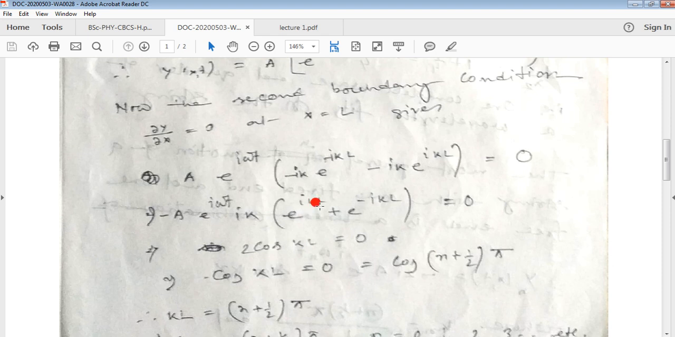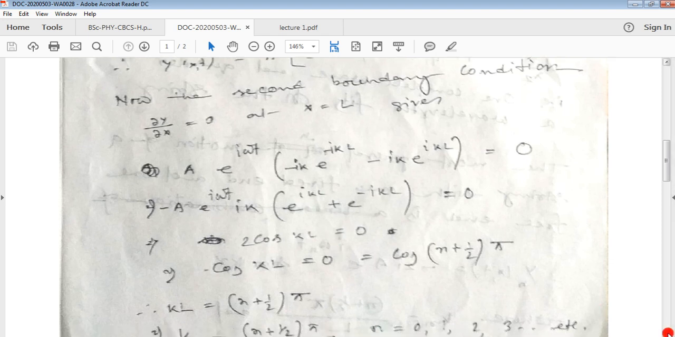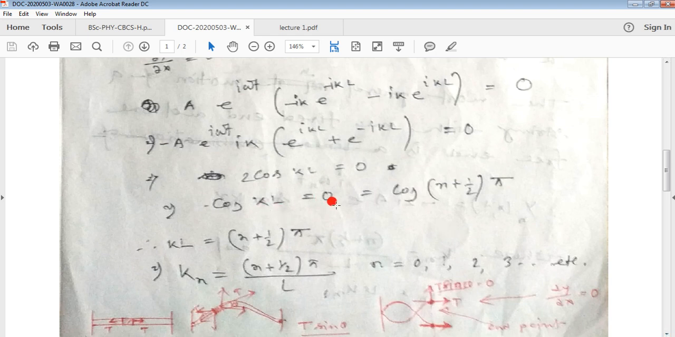As we know, e to the power i theta plus e to the power minus i theta equals 2 cos theta, so 2 cos kl equal to 0, which implies cos kl equal to 0. To have cos kl equal to 0, kl must be (n plus half) pi. So the possible values of k, here we have used a subscript n because n takes values 0, 1, 2, 3 etc., integer values. So kn equals (n plus half) pi by L.